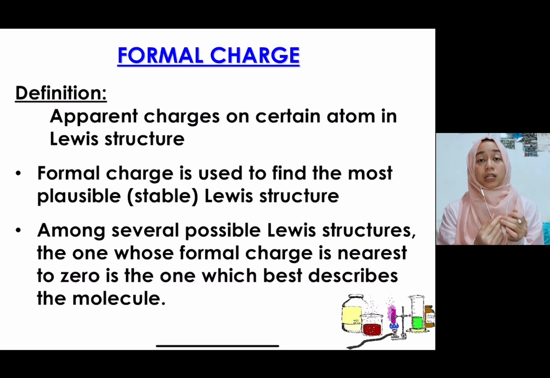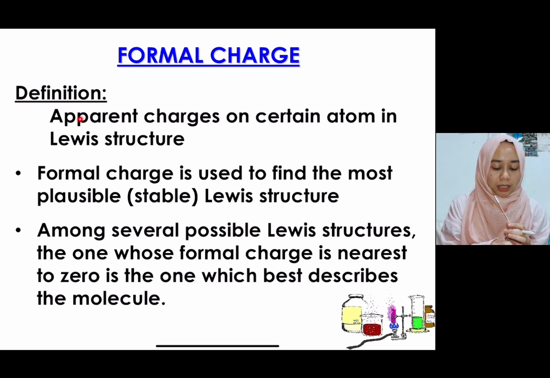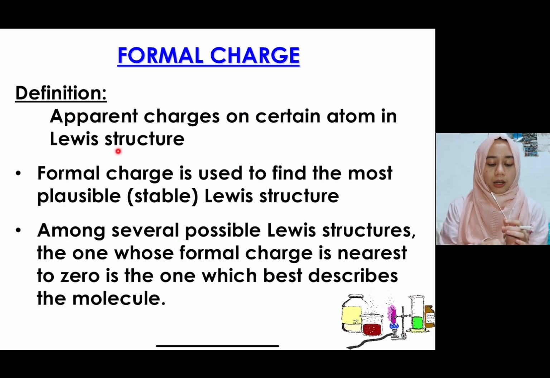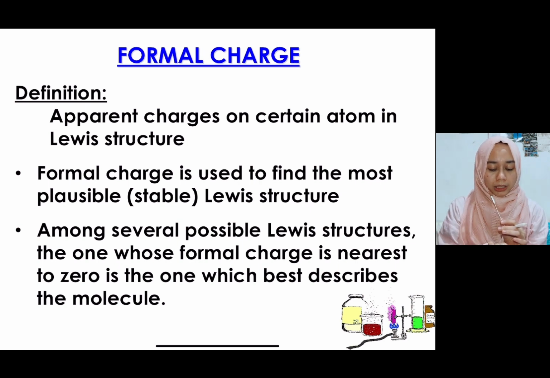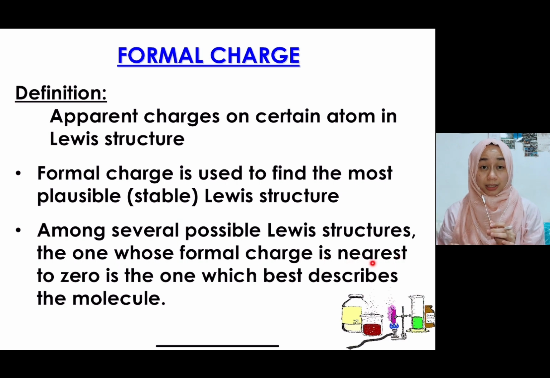Okay, so what is formal charge? So the definition for formal charge is apparent charges on certain atom in Lewis structure. Bermaksud setiap satu atom tu nanti kita akan kira charge dia berapa. So formal charge is used to find the most plausible Lewis structure, and among several possible Lewis structure, the one whose formal charge is nearest to 0 is the one which best describe the molecule.